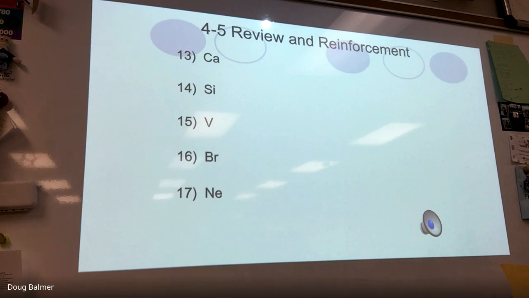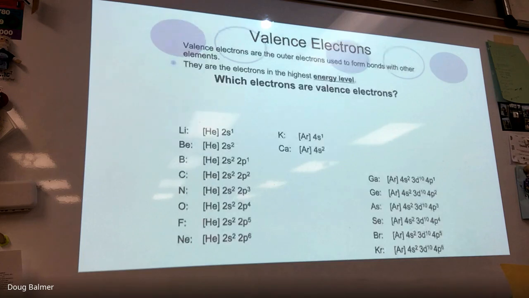So basically, we can just ignore all the core electrons, the electrons in the inner shells, and we can really just focus on those outer electrons. So what is a valence electron? They are the outermost electrons, which are used to form bonds with other elements. So you want to turn in your slideshow to this slide right here. They're the electrons in the highest energy level. That's why they're in the outermost shell.